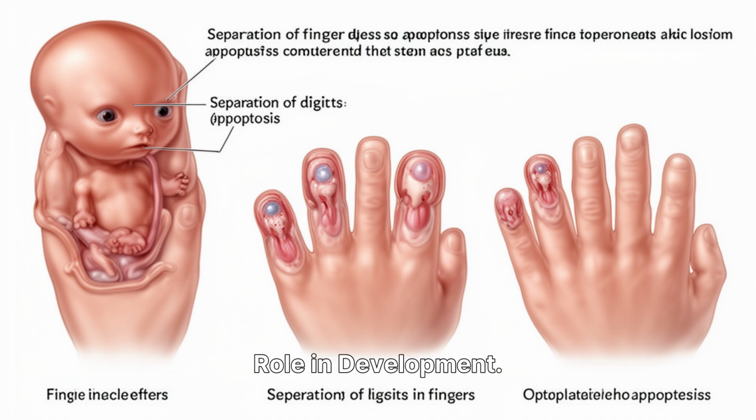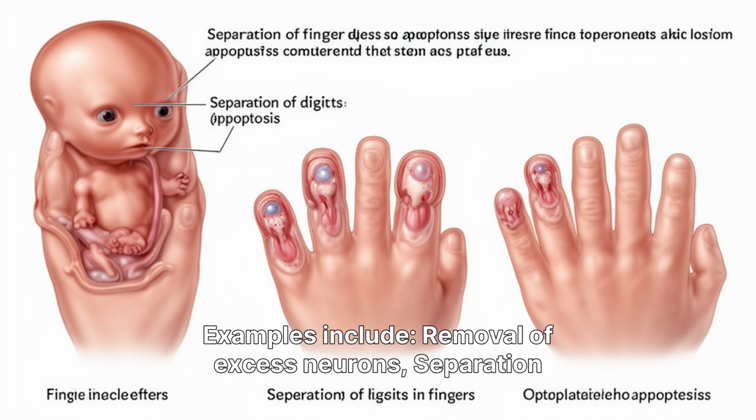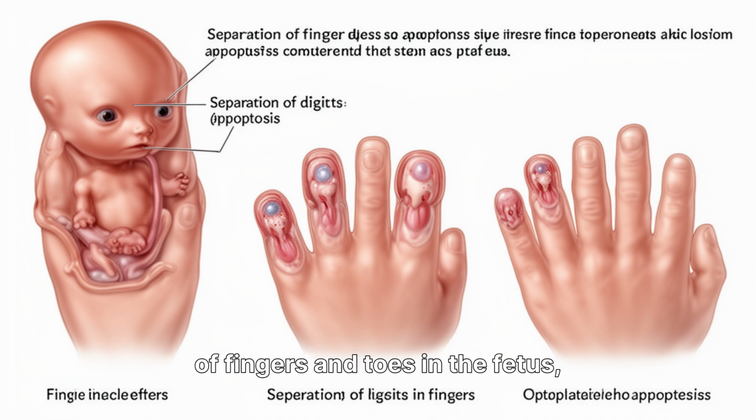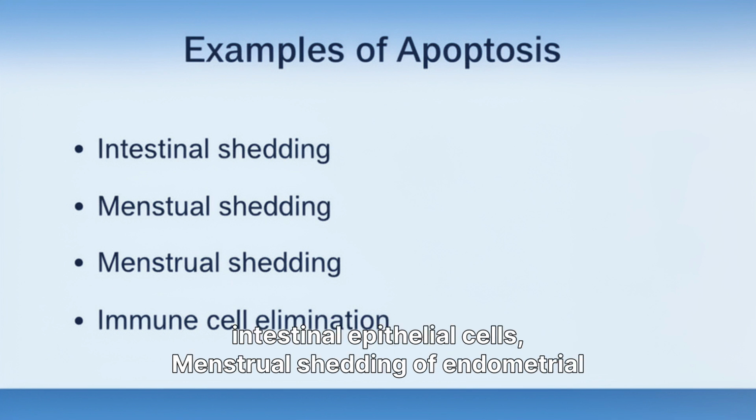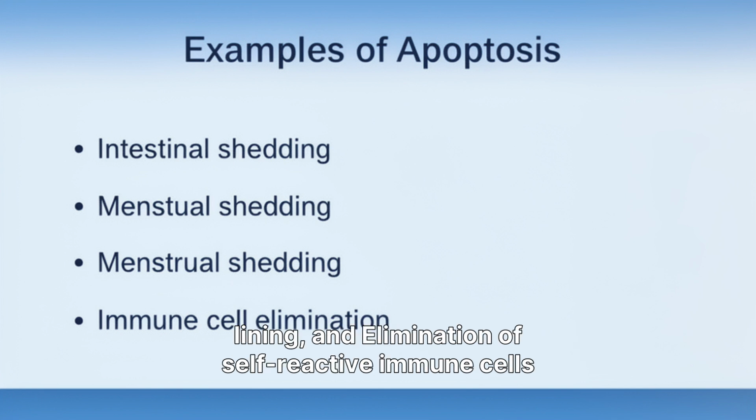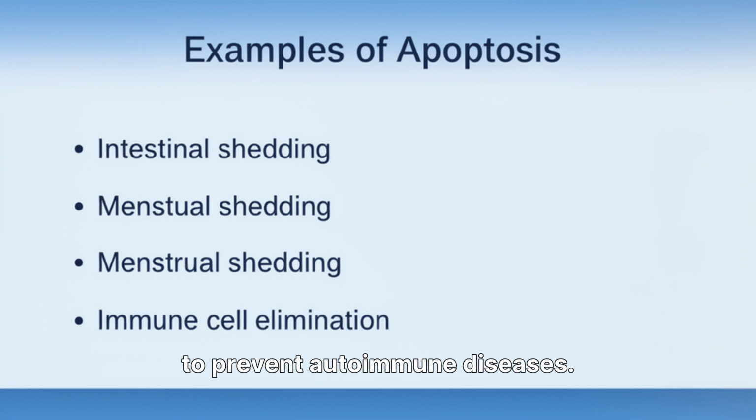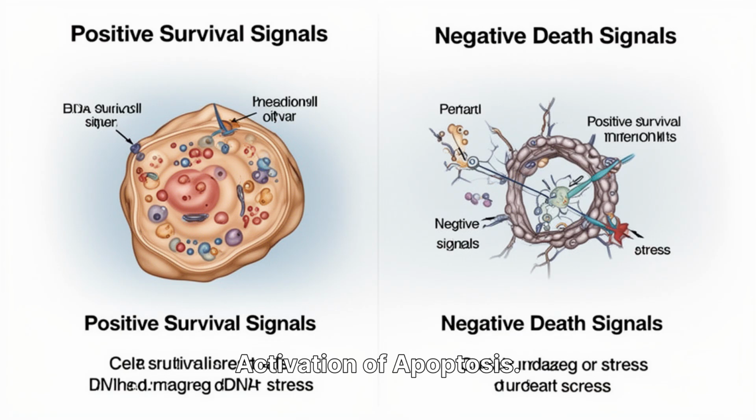3. Role in development. Examples include removal of excess neurons, separation of fingers and toes in the fetus, regression of certain reproductive ducts, shedding of intestinal epithelial cells, menstrual shedding of endometrial lining, and elimination of self-reactive immune cells to prevent autoimmune diseases.